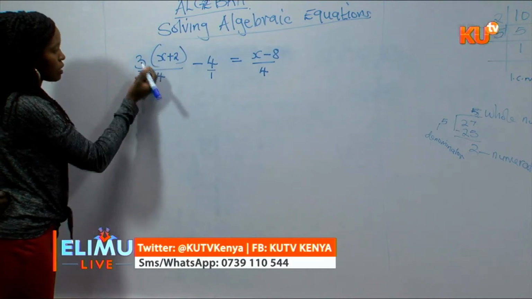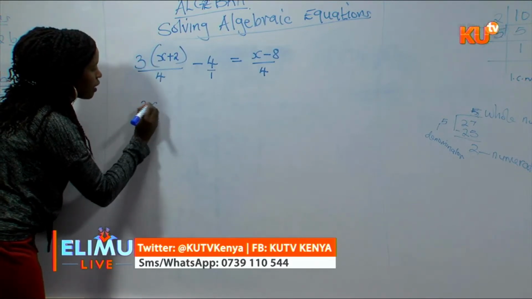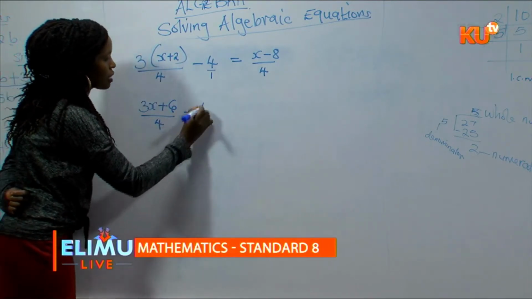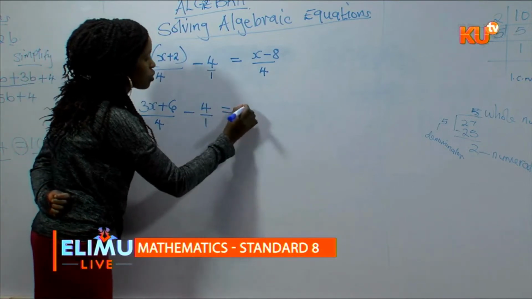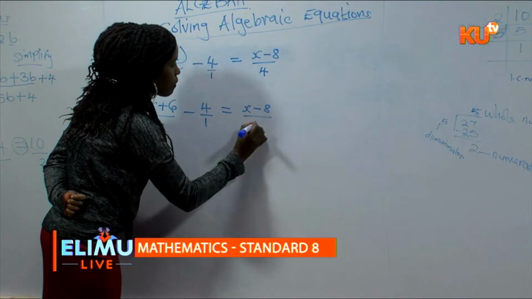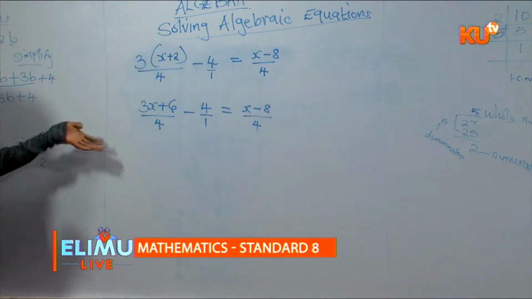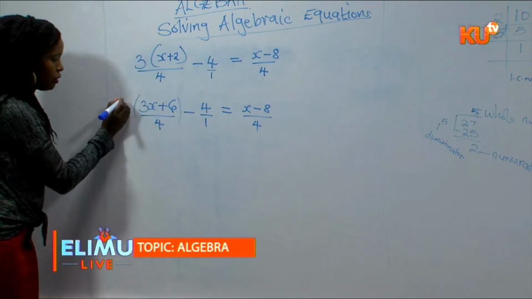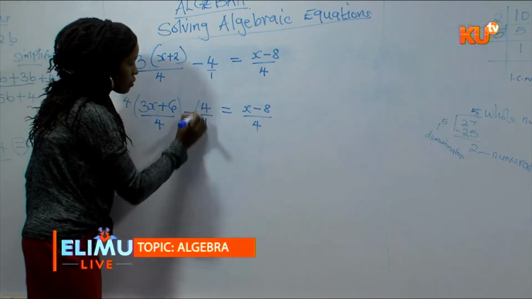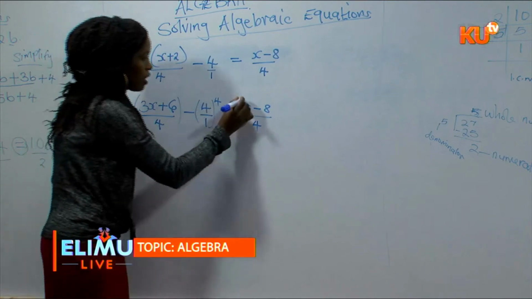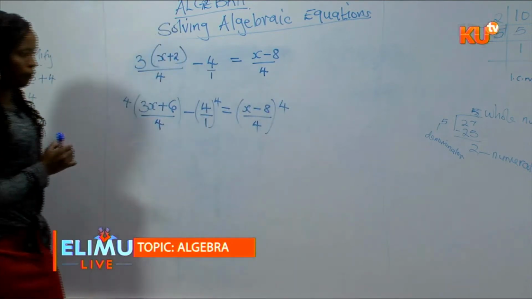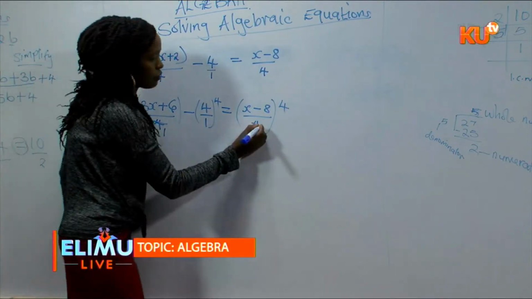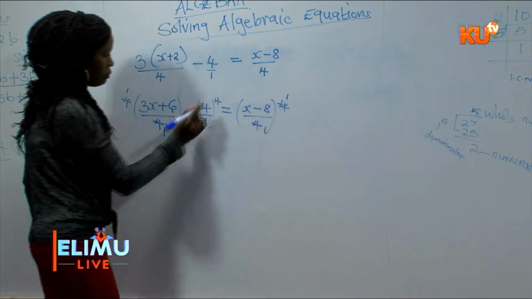So x times 3, we get 3x, plus 2 times 3, we get 6, over 4, minus 4 over 1, is equal to (x - 8) over 4. All the fractions now we multiply by the LCM. So this one, you can put your own brackets, multiply by 4, then this one by 4, the other fraction we multiply by 4. This one we can't simplify because this is 1.